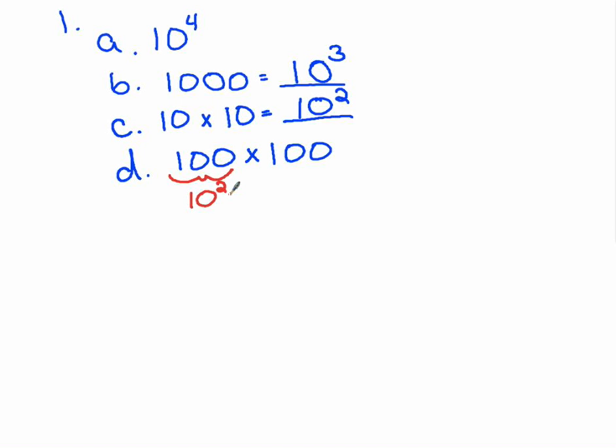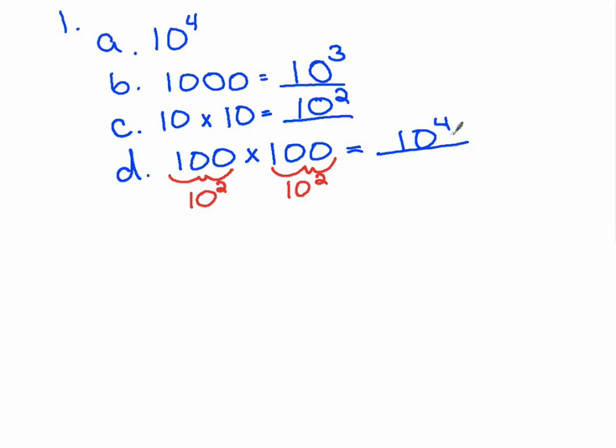Is this the same number over here? That would be 10 to the power of 2 because I have 2 zeros. So what would my answer be? What do you think the answer would be? It's a little tricky, this question. 10 to the power of 4.